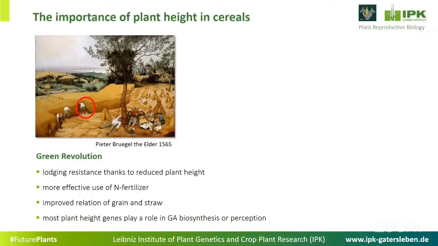Yeah, and as the translator has already said, the deeper sense of all that is that the shorter plants have a much higher lodging resistance, and you can use more nitrogen to fertilize to increase yield, and you have an improved relation of grain and straw. So all features of modern cultivars.